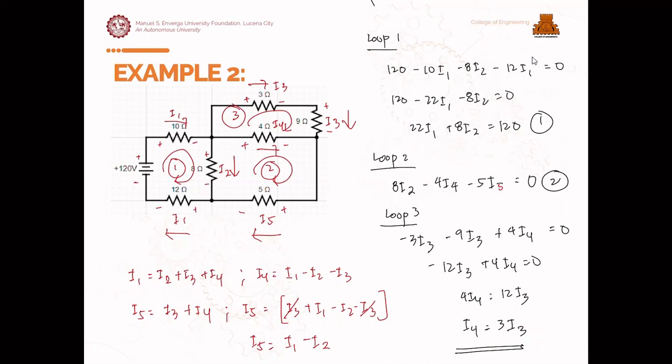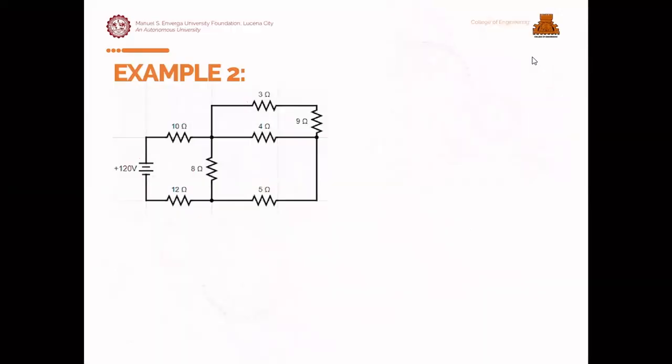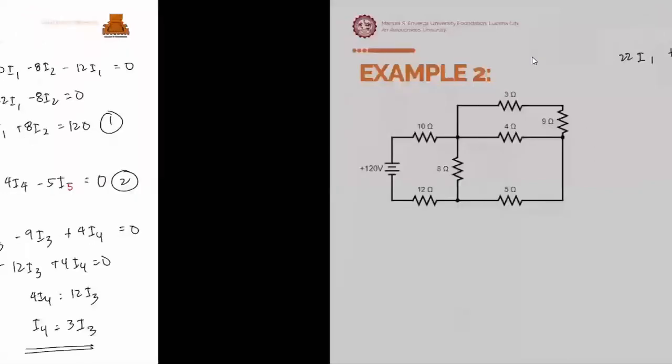Okay? 4I3. Okay? Check natin. Okay, so, sulat ko ulit yung equation natin. So, we have 22I1 plus 8I2 is equals to 120. So, yun yung first equation natin.